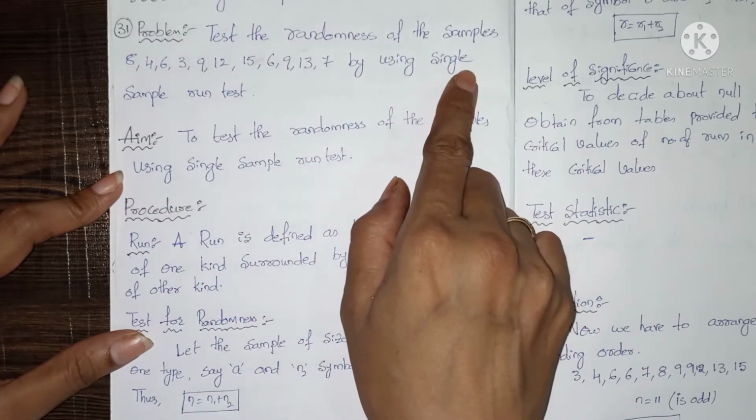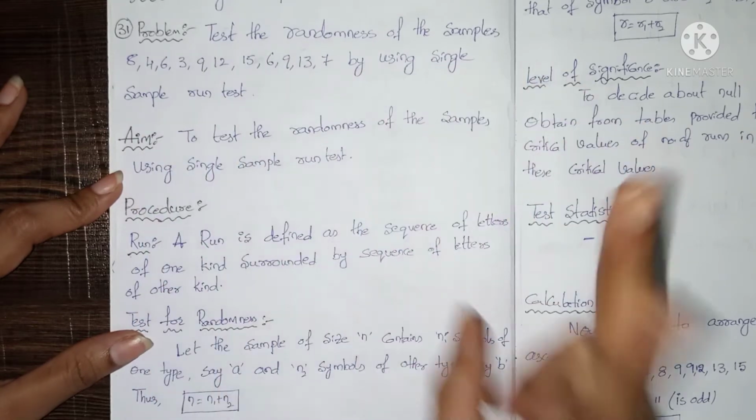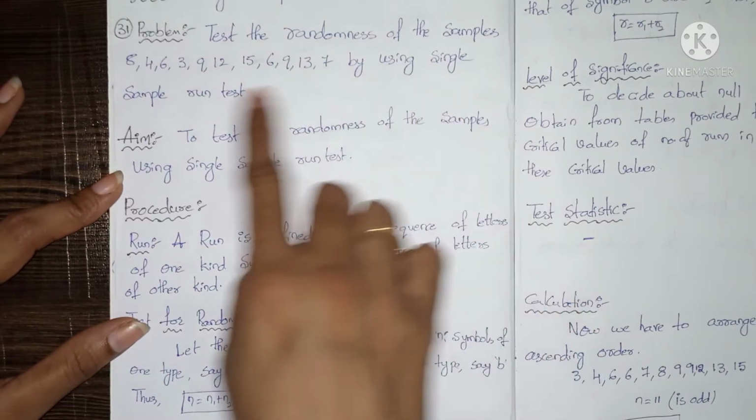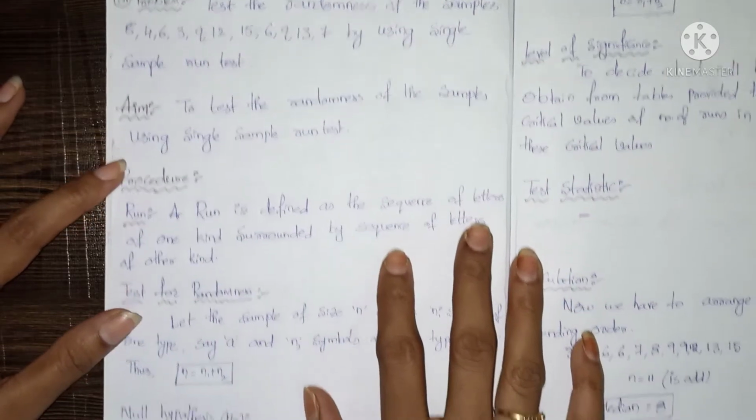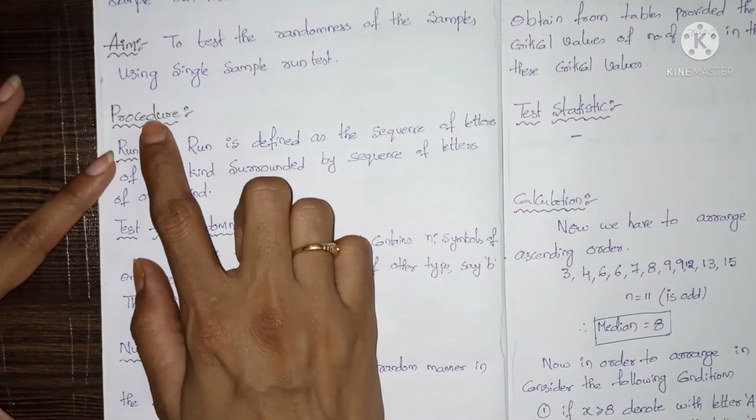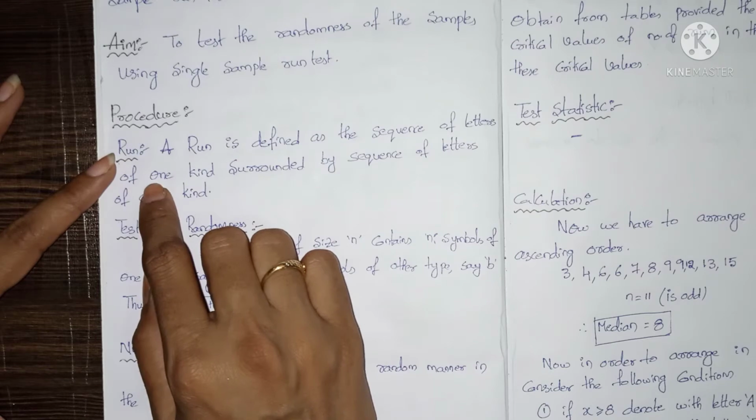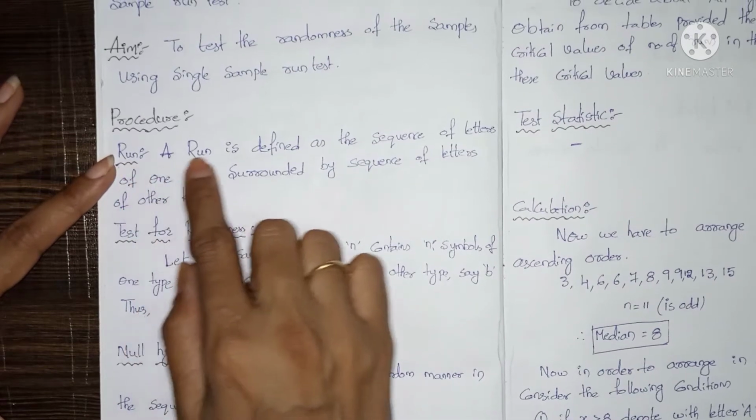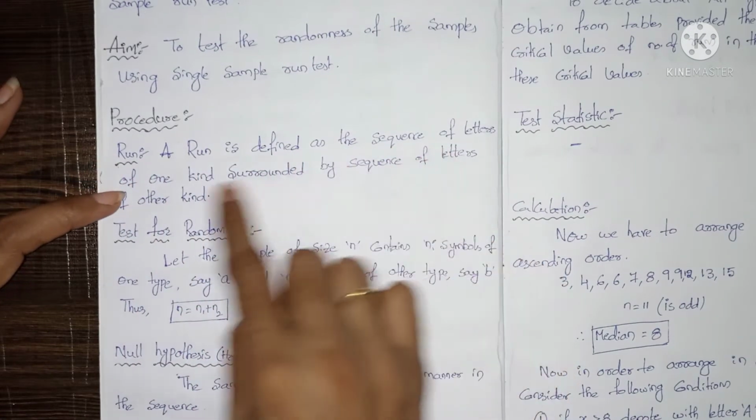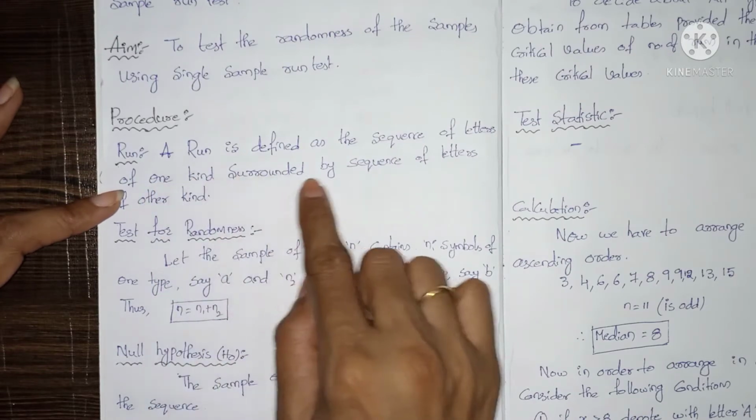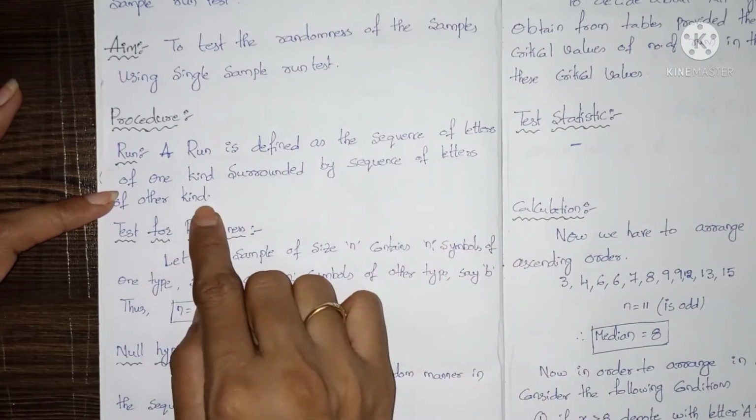Okay, here they asked about single sample run test. Actually, we have two types of run test: one is single sample and the other is two sample run test. So here they asked about single sample run test. Okay, so next, procedure. In procedure, first we have to learn what a run is. A run is defined as a sequence of letters of one kind surrounded by a sequence of letters of other kind.